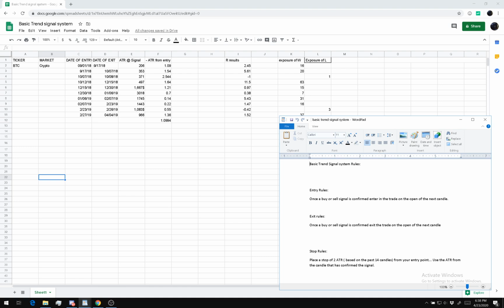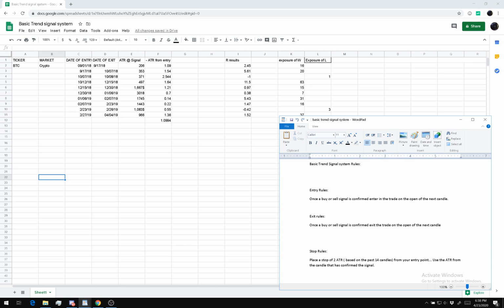So I had some very, very basic rules. The entry rules were simple. Once the buy or sell signal is confirmed, enter the trade on the open of the next candle. Exit rules. Once a buy or sell signal is confirmed, exit the trade on the open of the next candle. So if it was a buy, you would exit on the sell. If it was a sell, you'd exit on the buy.